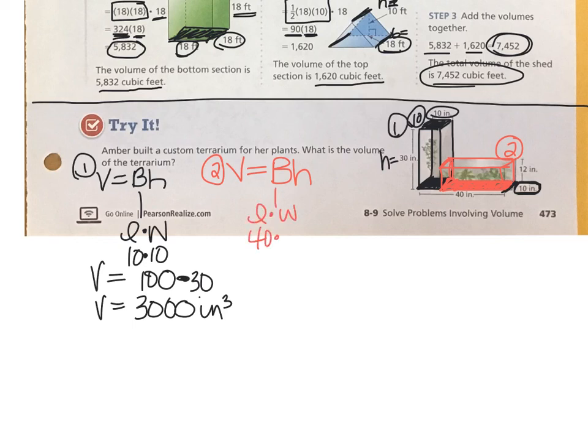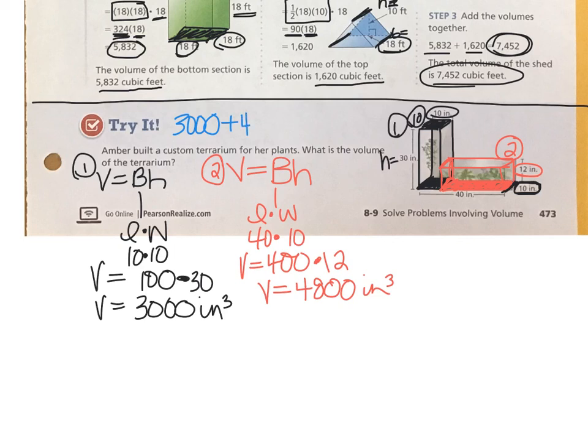And the length is 40, and the width is 10. So that base has an area of 400, and then we need to complete that by multiplying by the height. In this case, the height of the terrarium on that side is just 12. So the volume is 4,800 inches cubed on that side. In order to find the total volume of the terrarium, we're going to add 3,000 plus 4,800, and we get 7,800 inches cubed.